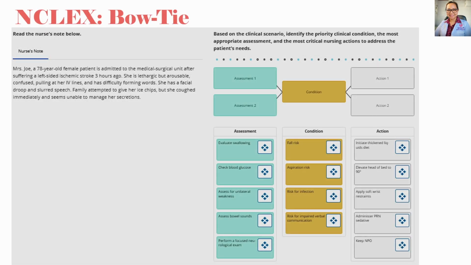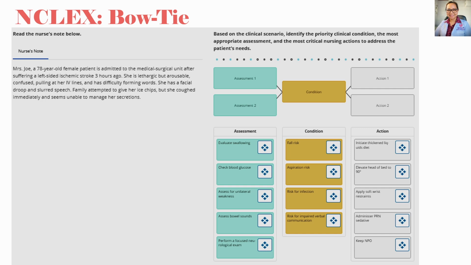Let's put Maslow's into practice in this Next Gen bowtie NCLEX question. Under the stem, we're going to read the nurse's notes below. Mrs. Joe, a 78-year-old female patient, is admitted to the medical surgical unit after suffering a left-sided ischemic stroke 3 hours ago. She is lethargic but arousable, confused, pulling at her IV lines, and has difficulty forming words. She has a facial droop and slurred speech. Family attempted to give her ice chips, but she coughed immediately and seems unable to manage her secretions.